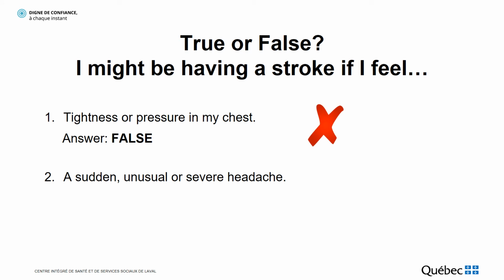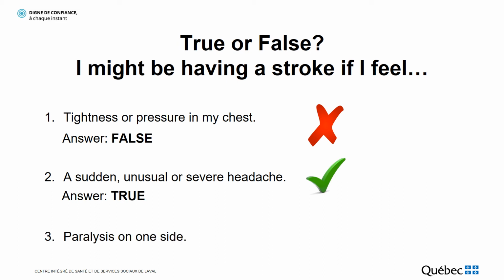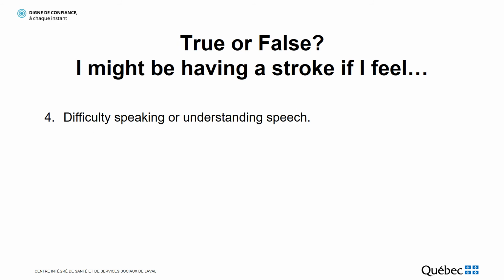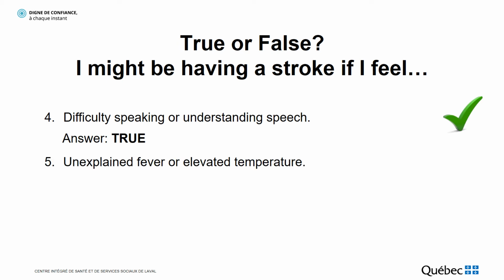If you get a sudden, unusual, or severe headache, that can be a sign of a stroke. If you are paralyzed or weak on one side of your body, that could be a sign of a stroke. If you have difficulty speaking or understanding speech, that is a sign of a stroke. Unexplained fever or elevated temperature, that is not a sign of a stroke, rather may be the flu.